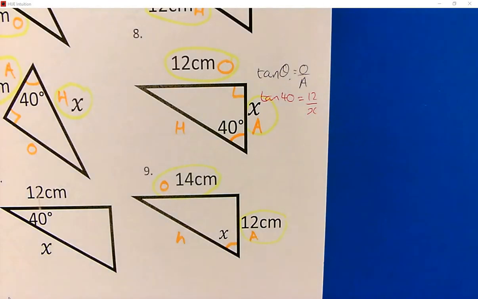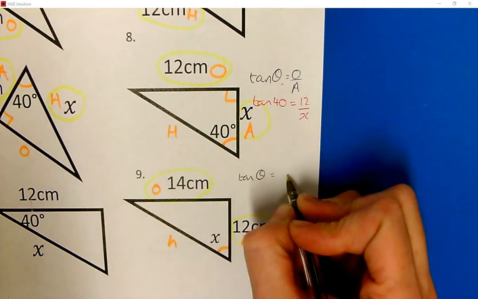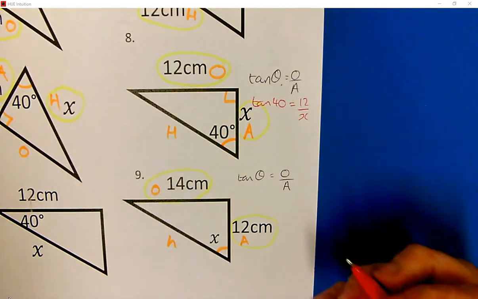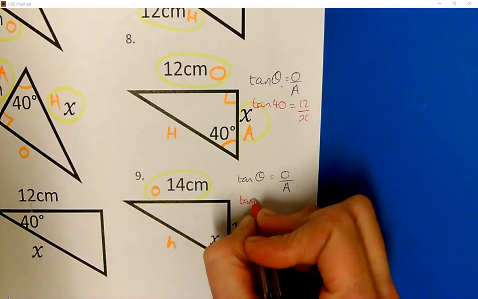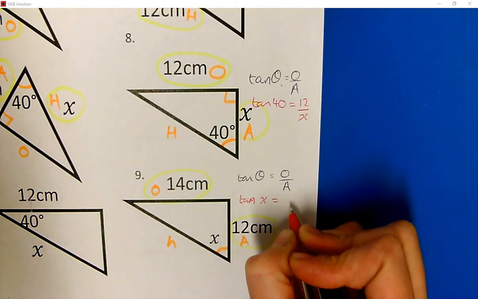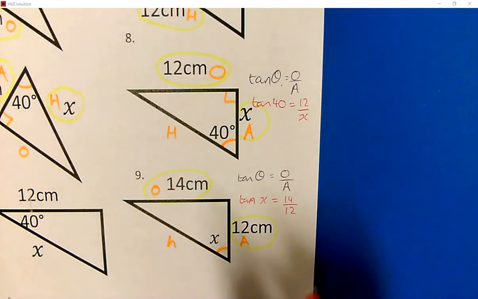So that's TOA, so I need to use tan. So I've got tan of the angle is opposite over adjacent. So for the information we've got, tan, and this time the angle is x, and that is equal to, the opposite side is 14, and the adjacent is 12.